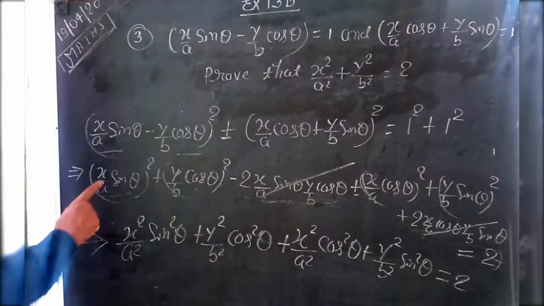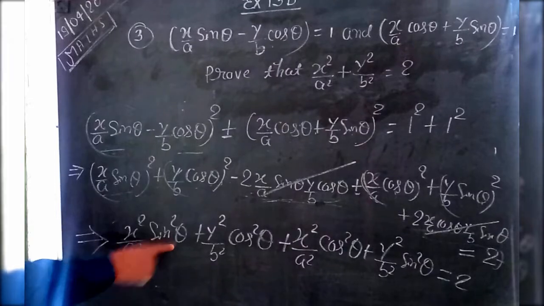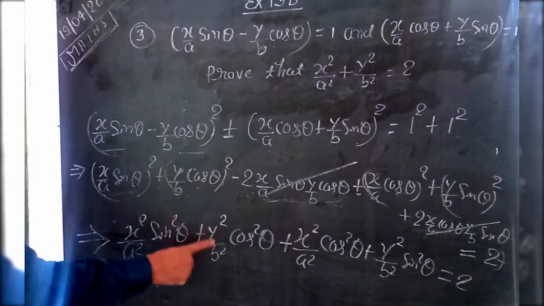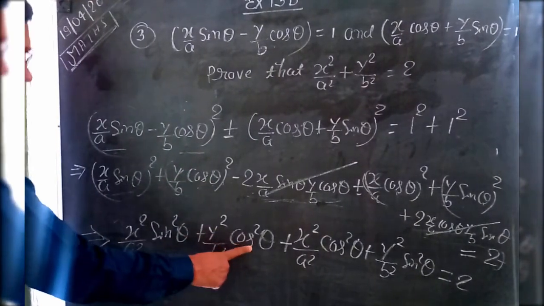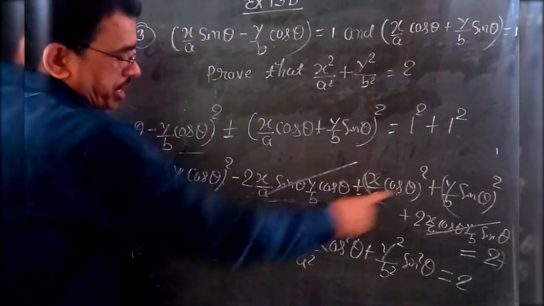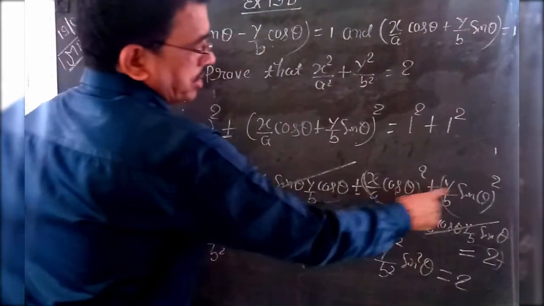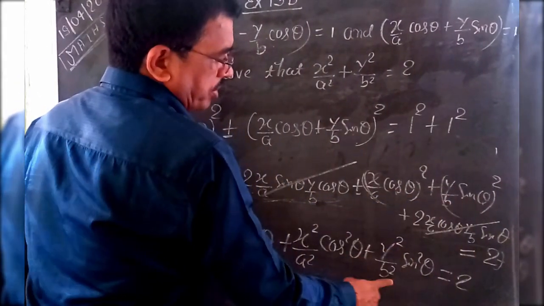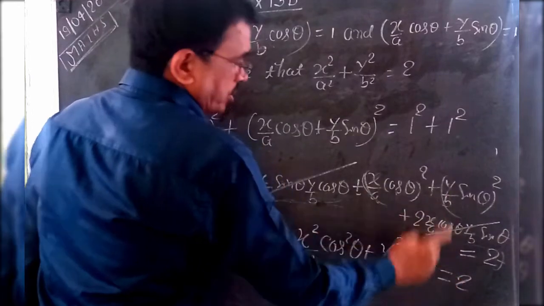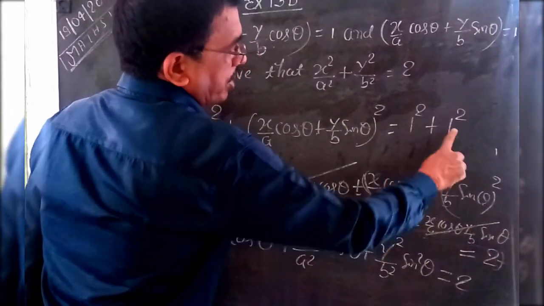So write it. X by a sin theta, that is x square by a square sin square theta. Y by b cos theta whole square, that is y square by b square cos square theta. And plus here is x by a cos theta. So you write here x square by a square cos square theta plus y square by b square sin square theta is equal to 2. So I write here 2 because 1 square is 1, 1 square is 1.